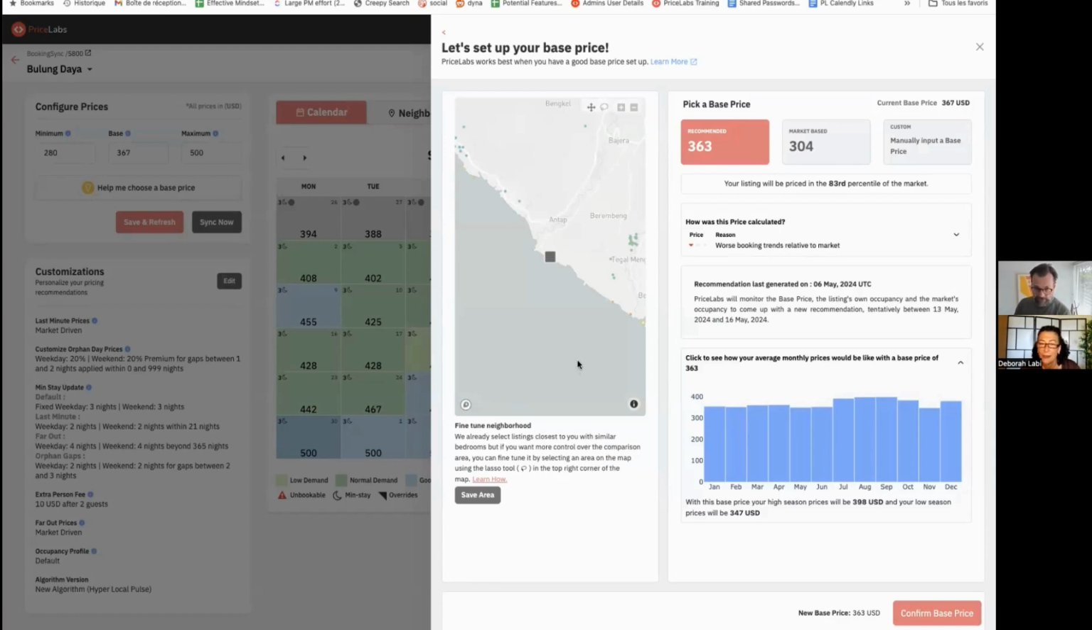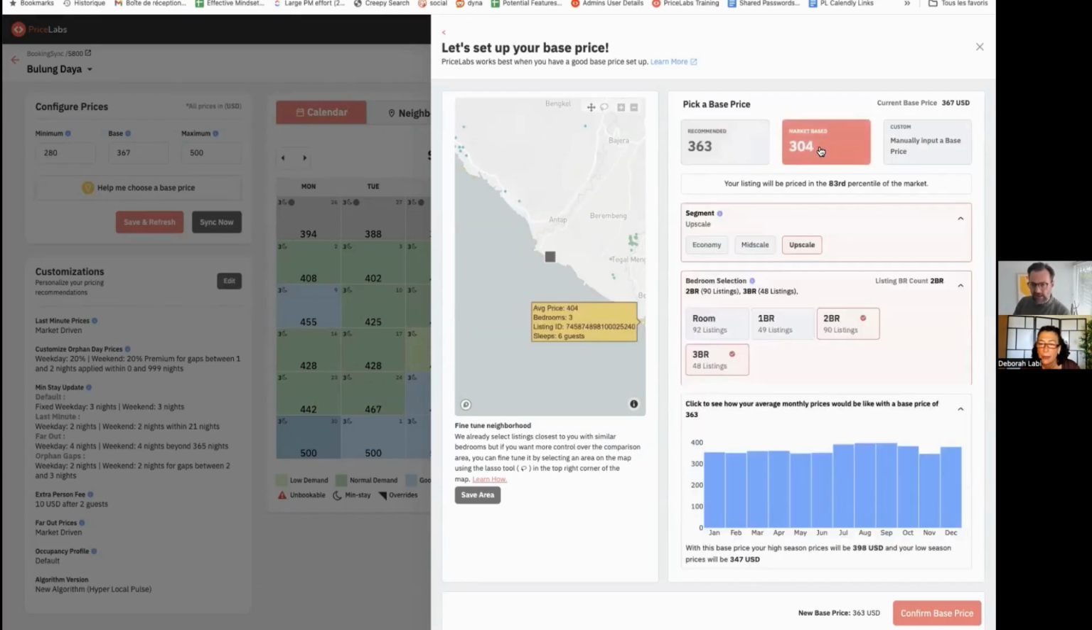So here, for example, it's a property in Bali. It's on the sea. And I can see here, for example, that I can play around and see different things. So maybe what I can do, I can say, I want to build my base price only on properties that have 1, 2, and 3 bedrooms, or 3 bedrooms only. Or I want to tell, by the way, this property is rather upscale or mid-scale. That's something it's hard for me at PriceLabs to know. Maybe imagine you just renovated a property.